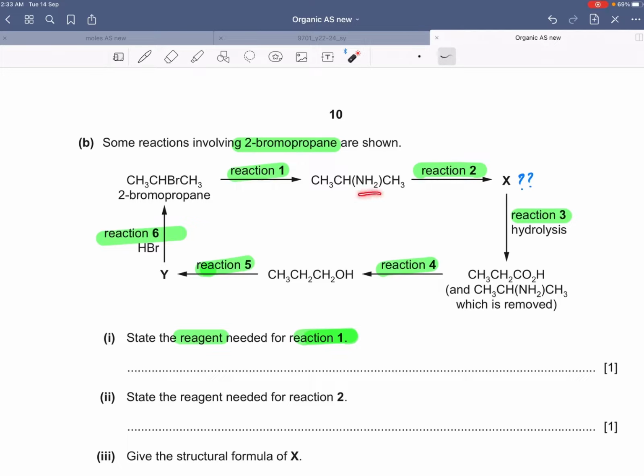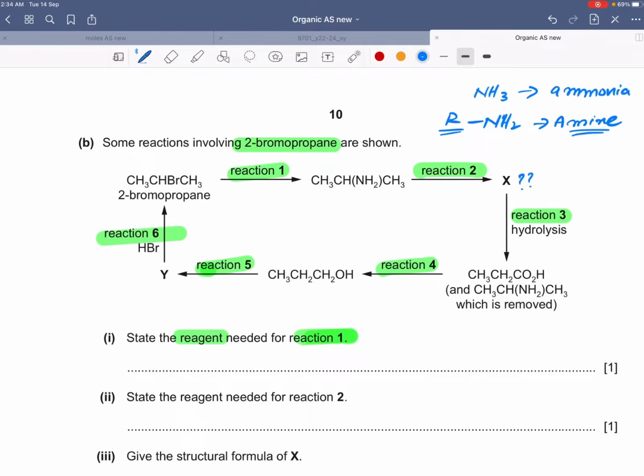2-aminopropane. This is, guys, an amine group, NH2, right? NH3 is ammonia. And when one of the hydrogens of ammonia is replaced by an alkyl group, NH2R. So we have replaced one of the hydrogens by an alkyl group. Alkyl group is simply a chain of carbon atoms. It could be 1 carbon, 2, 3, 4, 5, 6. So it could be methyl, ethyl, propyl, butyl, pentyl. So when one of the hydrogens is replaced by an alkyl group, then it is called an amine, right?